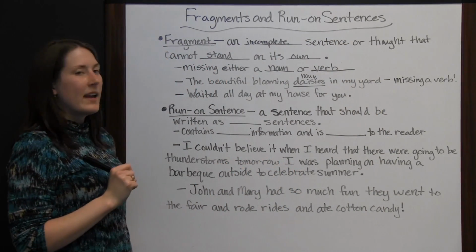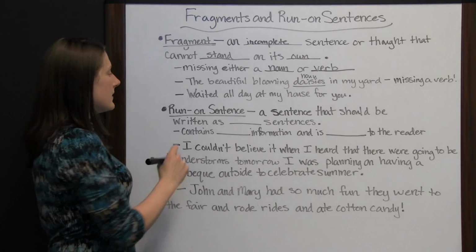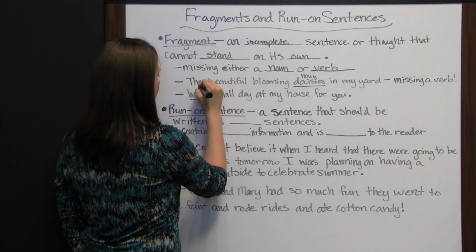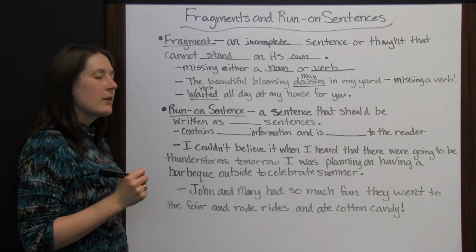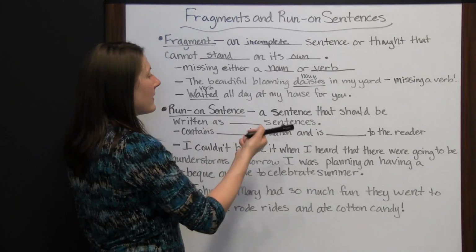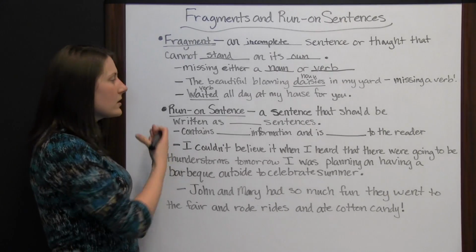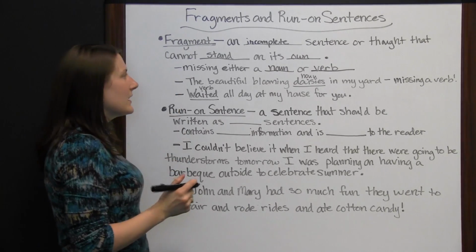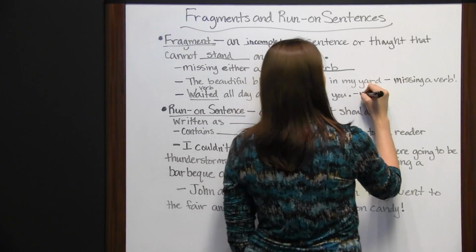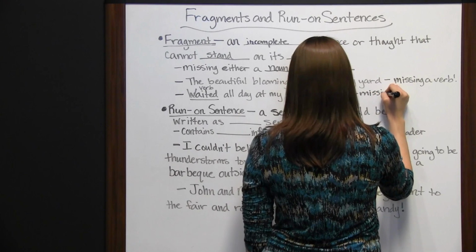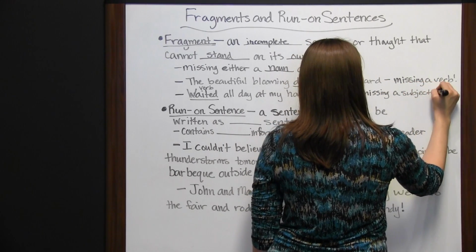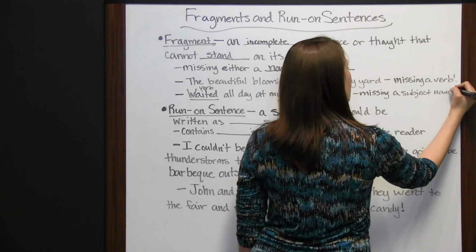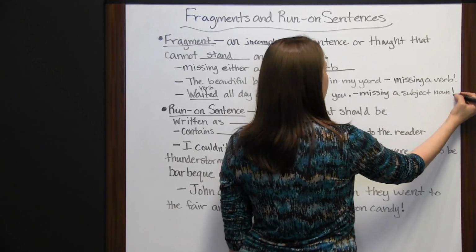Waited all day at my house for you. In this sentence, we have an action, waiting, so we've got our verb. All day at my house for you. Well, you see some pronouns in there, but there's no noun. There's no subject of this sentence. So you're missing a subject noun in this one. So it's still a fragment.